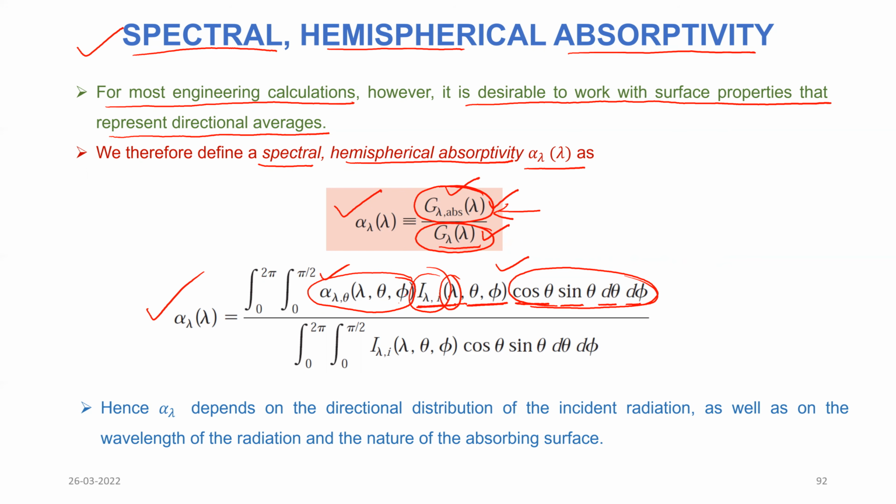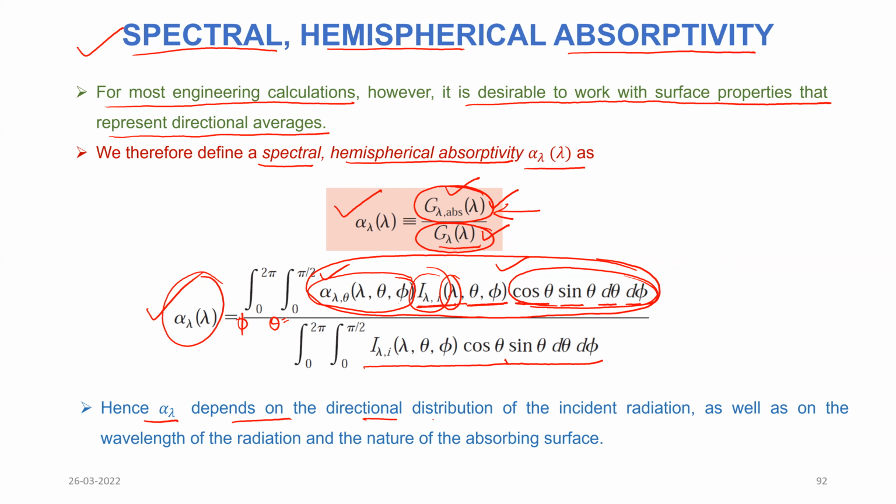Basically, if I integrate this total value for theta varying between 0 to pi by 2 and phi varying between 0 to 2 pi, and divide by the total incident energy falling in this direction, the ratio of the two will give me the value of alpha lambda. I have not integrated it for the total wavelength range. That is why this value is for a particular wavelength range. Hence, alpha lambda depends upon the directional distribution of the incident radiation as well as on the wavelength of the radiation and the nature of the absorbing surface.